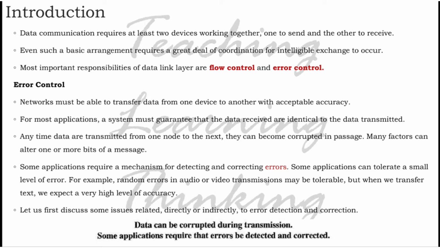Let us discuss some issues related directly or indirectly to error detection and error correction, so we get an overall idea of error control. What is error control? Data can be corrupted during transmission, and some applications require that errors be detected and corrected. So basically we are doing detection of the error and correction of the error. That is what we mean by error control.